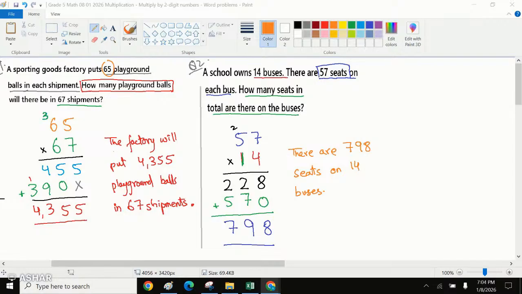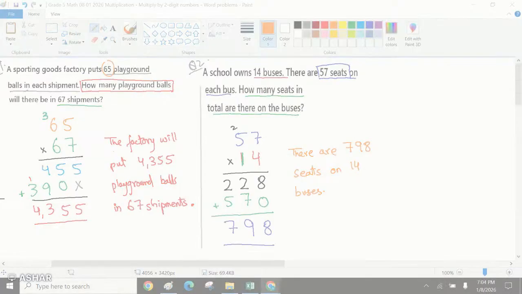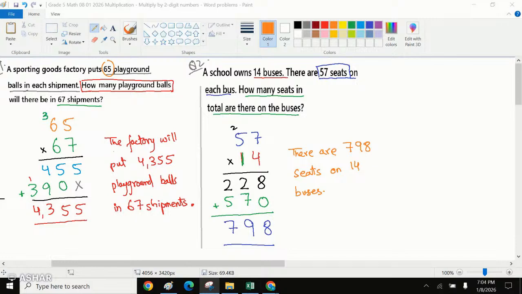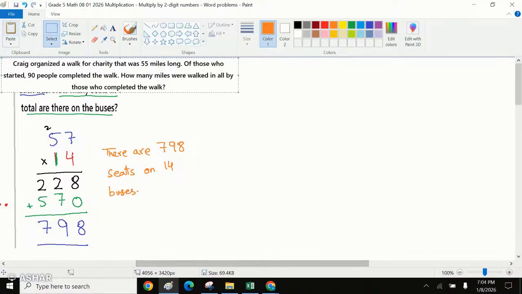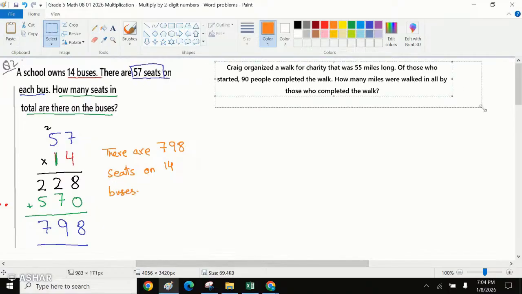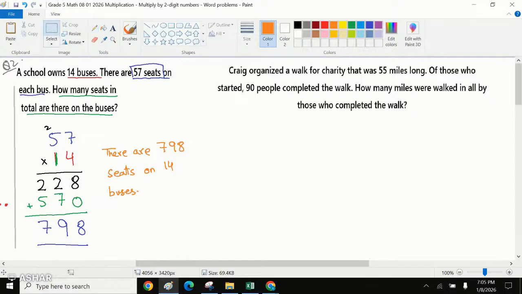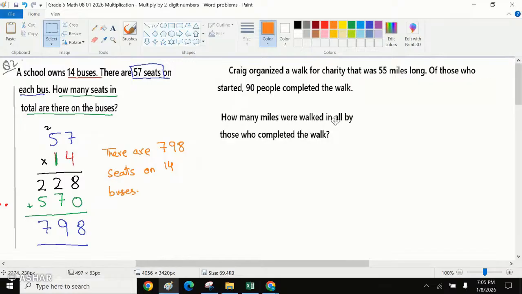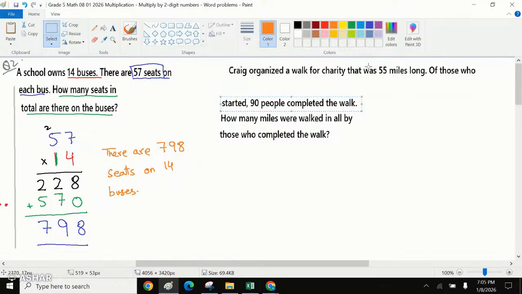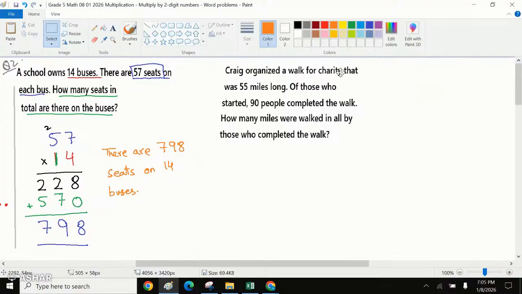Let's go to question number 3. In question number 3, they are saying Craig organized a walk for charity that is 55 miles long. Okay, I'll just copy. Meanwhile, I was reading this. If this was a question given to us, let's put the question properly. How many miles were walked in all by everyone who started? I'm just rearranging the question so that we have more space, and it's much more readable now.